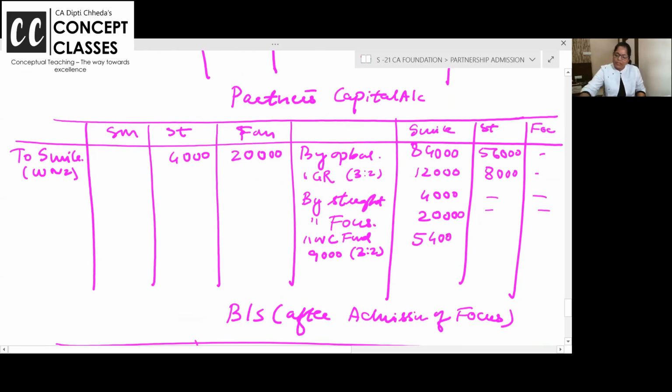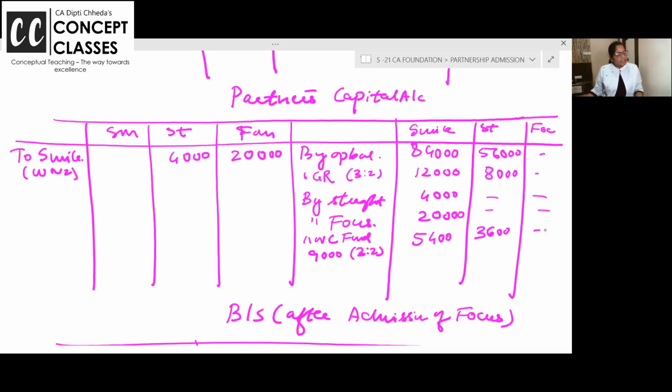Workman's compensation is a reserve. Write it off. 2 by 5. Write it off to partners in their old ratio. Okay. I am repeating, workman's compensation fund was 12,000. Now required is only 3,000. So 9,000 you write it off.